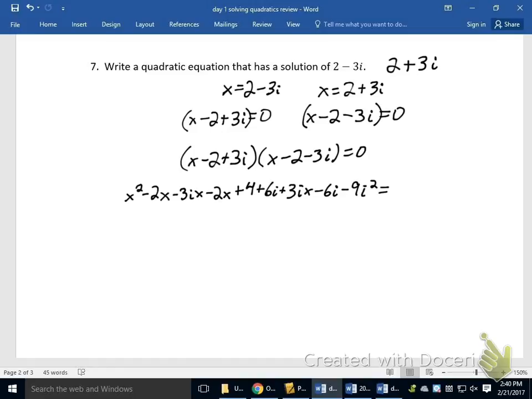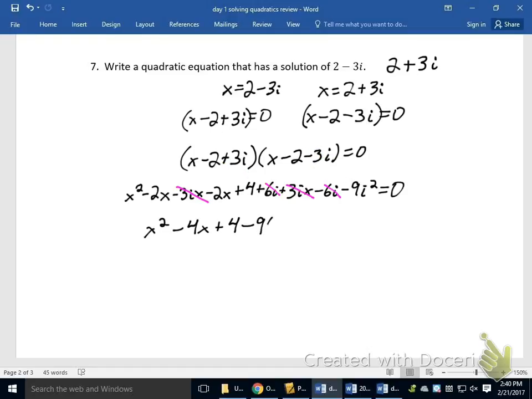squared equals 0. Now this looks like an absolutely hideous mess, but it really is pleasant once you start seeing what cancels out. For instance, the negative 3ix cancels with the positive 3ix. The positive 6i cancels with the negative 6i. What I'm left with is x squared, negative 2x minus 2x makes minus 4x, plus 4, that I didn't have anything to combine with, minus 9i squared.